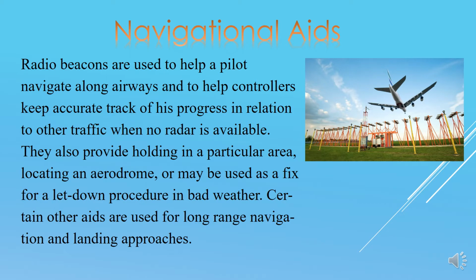Navigational aids. Radio beacons are used to help a pilot navigate along airways and to help controllers keep accurate track of his progress in relation to other traffic when no radar is available. They also provide holding in a particular area, locating an aerodrome, or may be used as a fix for a let-down procedure in bad weather. Certain other aids are used for long-range navigation and landing approaches.